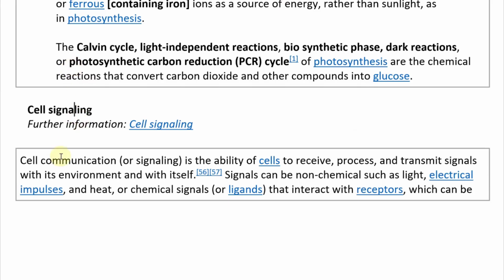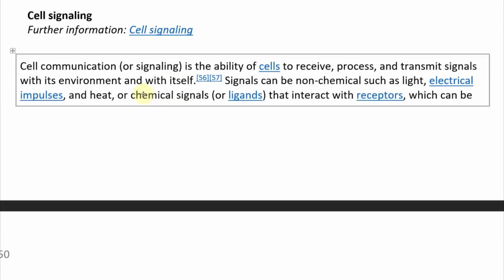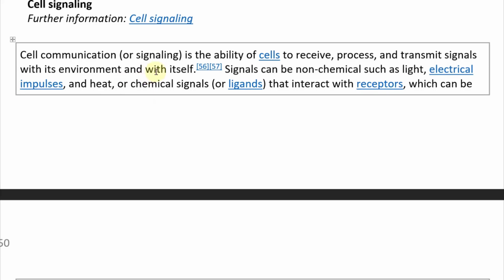Cell signaling, and for further information, as always, you can see the individual article on it, just on Wikipedia. So cell communication, or signaling, is the ability of cells to receive, process, and transmit signals with its environment and with itself.